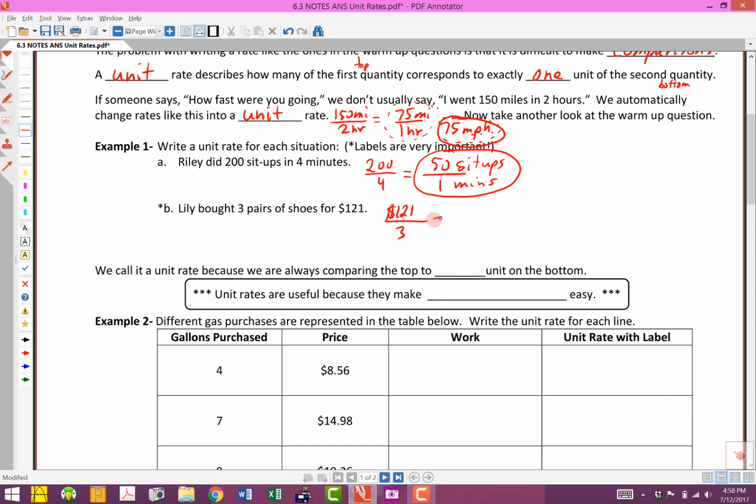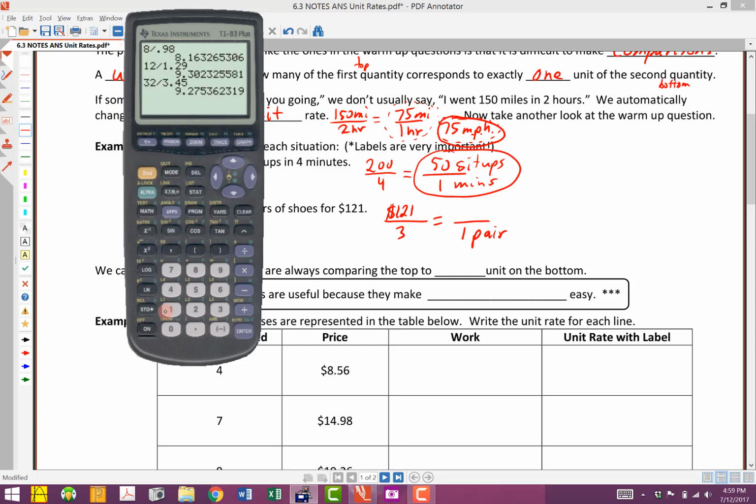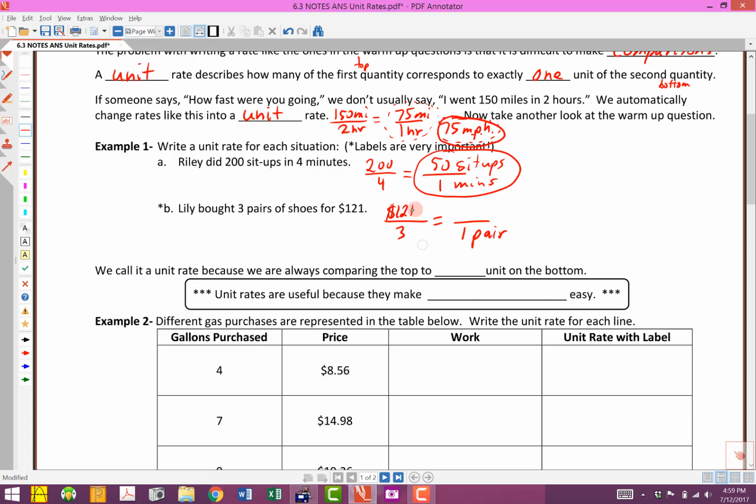So on this right here, we're going to throw this in the calculator. 3 goes in here once, so this would be 1 pair, and then 121 divided by 3. So I'm going to go ahead and pull out the calculator and throw this in there. Let's see what we get here. So this would be 121 divided by 3. So let's see, we get 40.333. Now remember, this is dollars, so this is going to be 40. This would be 33. We wouldn't have enough to round that up.